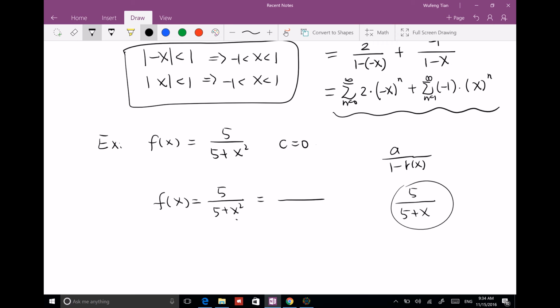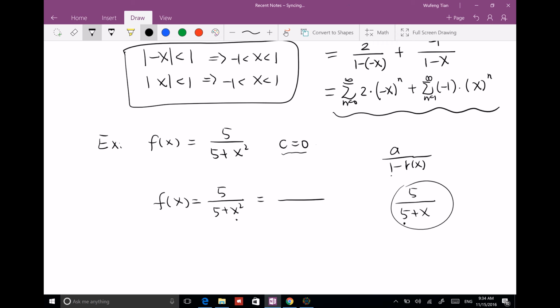Alright, so first the center at 0. Okay, I got a center at 0, it's fine. So next I fix the 1. In the end, I fix the negative. I need a over 1 minus r. So what do I do? This is 5, this is 1. What do I do? Divide the top and the bottom. Yeah, we divide by 5.